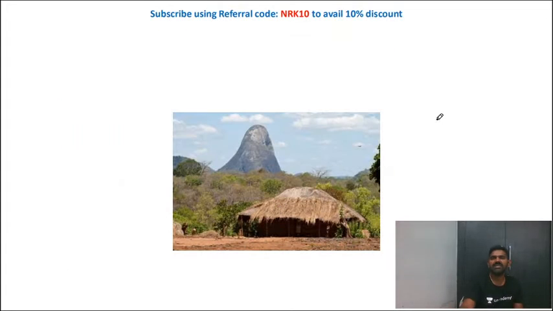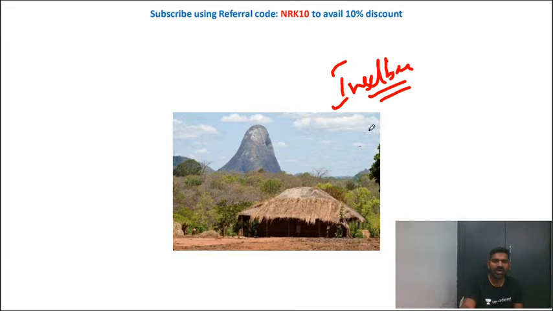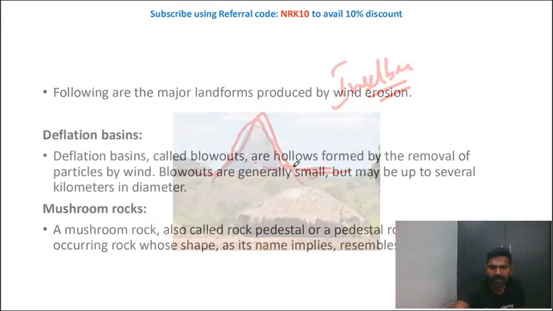Inselbergs. What is the meaning of inselbergs? Because of the wind's momentum, everything beside this got eroded, and only one rock is left like this. This is called an inselberg. What is that called? Inselberg. You see this mostly in high altitude regions.